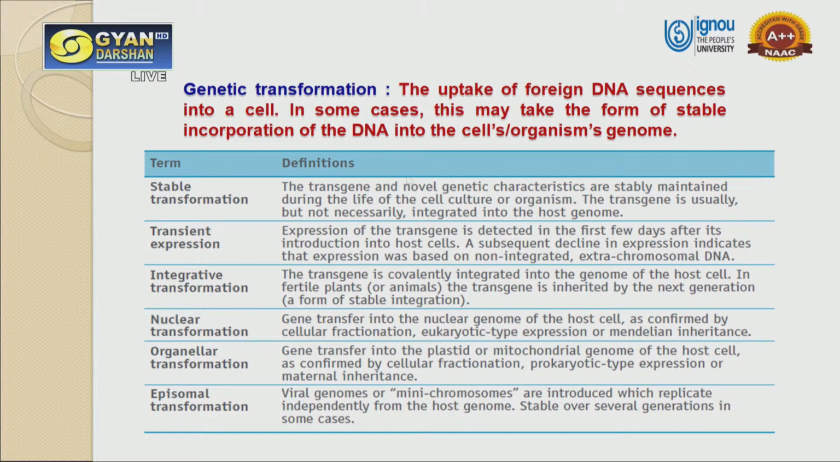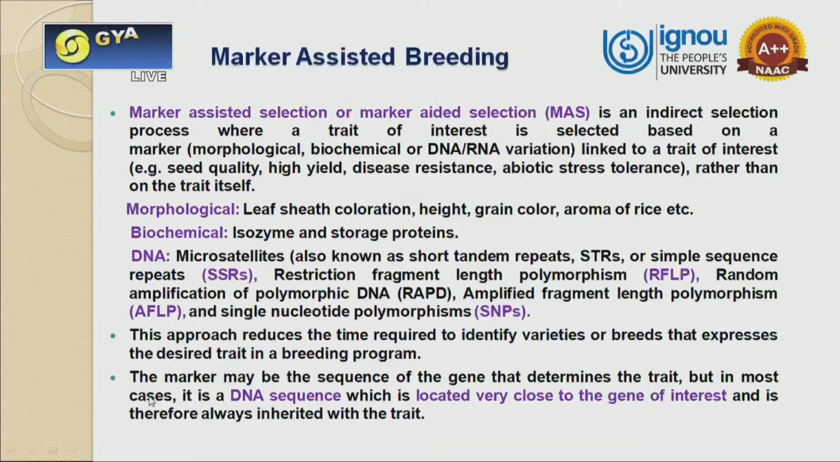So you can quickly just see there could be a stable transformation, there could be a transient expression, there could be an integrative transformation. When the gene is integrated into the nucleus, it is considered to be nuclear transformation. If it goes into mitochondria or chloroplast, it is considered to be organelle transformation or episomal transformation.